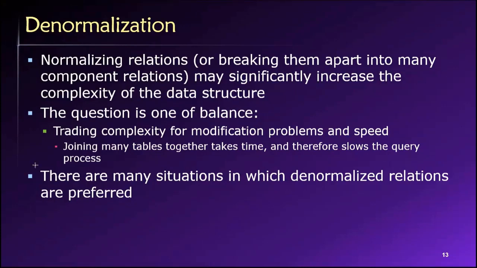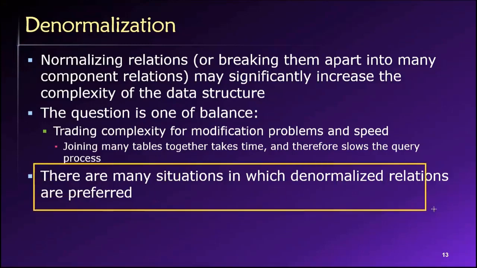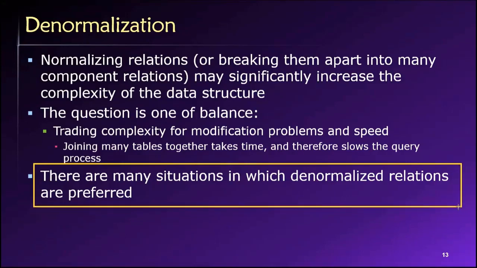And what we find is, particularly in an era of big data, sometimes that additional complexity that has been introduced slows queries down to a point where the overall performance is unsatisfactory. And one of the tools that we have in our toolbox for resolving that, for increasing the performance to a point where it meets our needs or preferences, is denormalization. So there are then plenty of situations in which denormalized relations are preferred. And again, the primary motivation here, the most common reason for doing this is performance related.